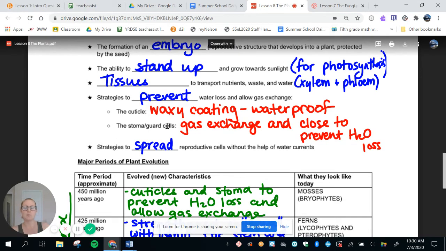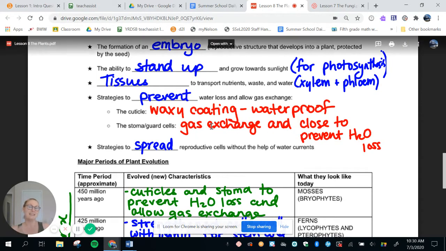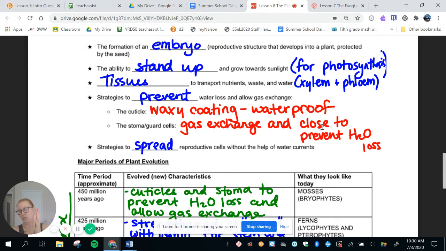Similar here is the stoma and guard cells. You're going to find these on the bottom of the leaf usually, and these open up to allow CO2 in and allow oxygen out. In addition to that, they're also able to close when the plant needs to retain water. So they are really, really important for that.